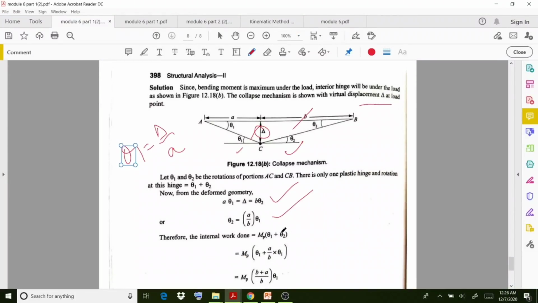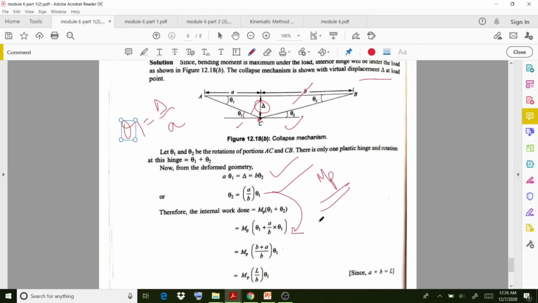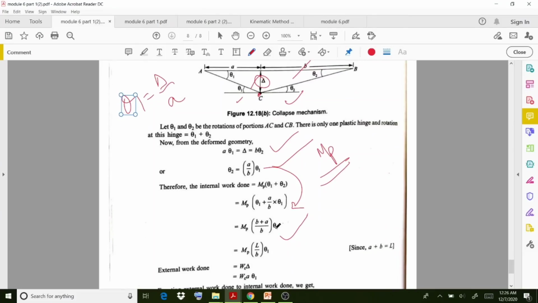Then coming to the internal work done, if the plastic hinge is formed at this point with plastic moment Mp, the internal work is Mp multiplied by the rotation at this point, theta 1 plus theta 2. If you substitute the theta 2 value here, the equation becomes as shown. Finally, b plus a is equal to L, and you can write the equation in this way.